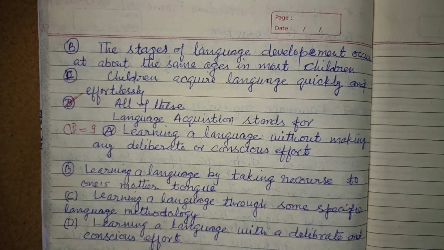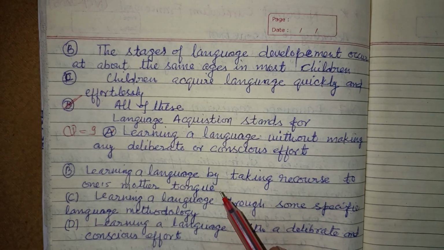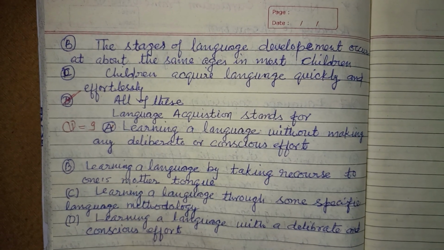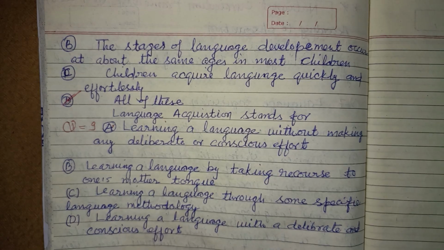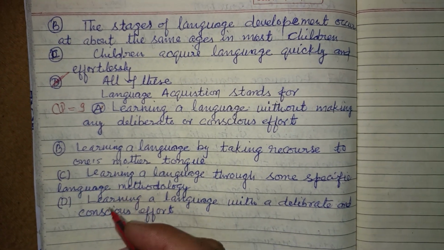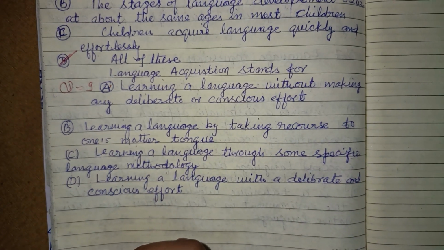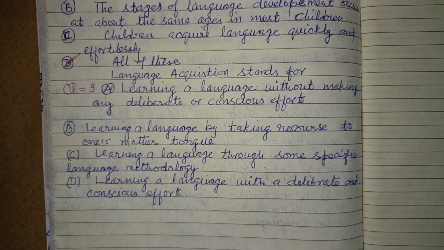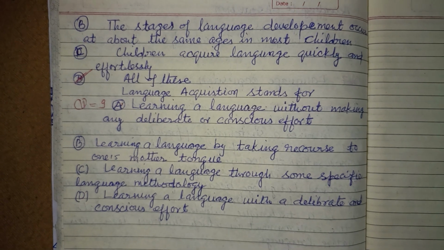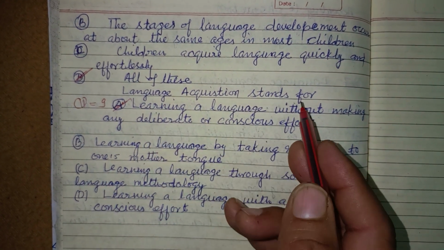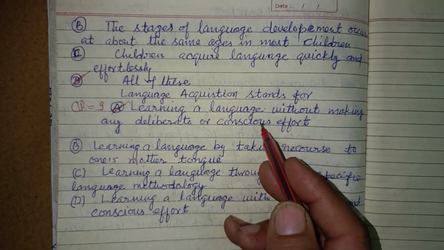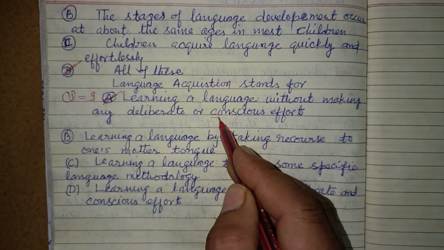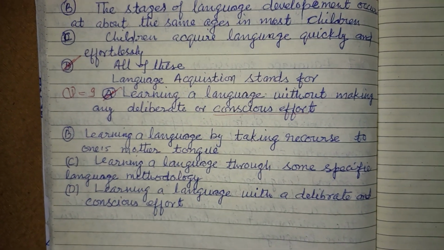Language acquisition stands for: A. Learning a language without making any deliberate or conscious effort. B. Learning a language by taking recourse to one's mother tongue. C. Learning a language through some specific language methodology. D. Learning a language with a deliberate and conscious effort. So the answer is A. Language acquisition is learning a language without any conscious effort.